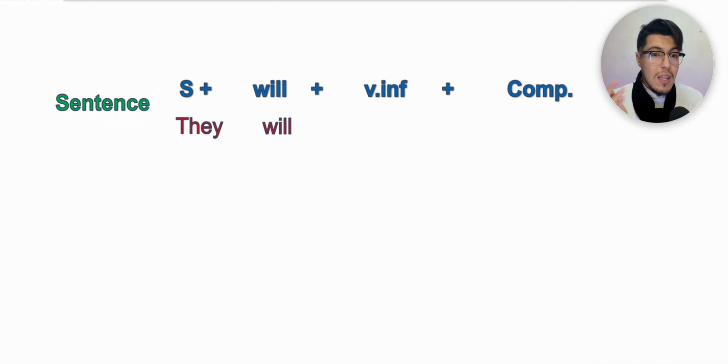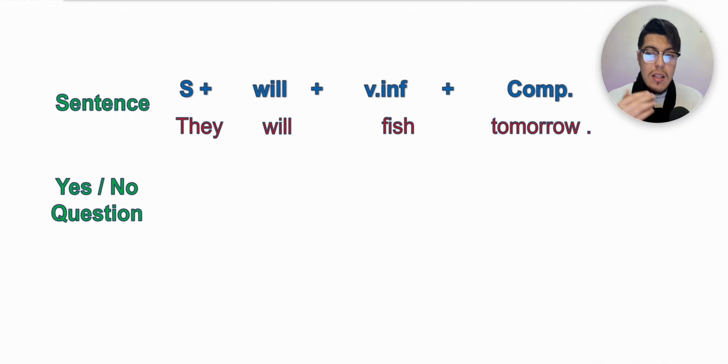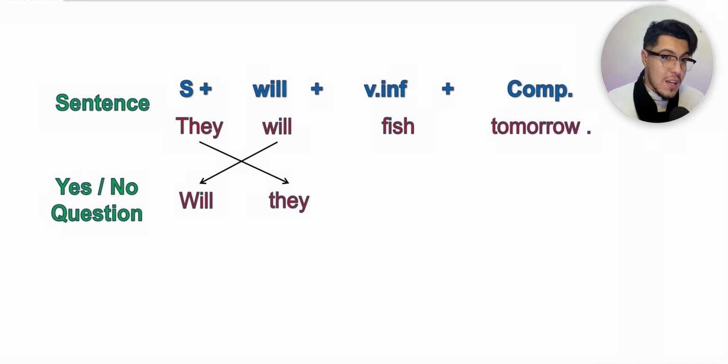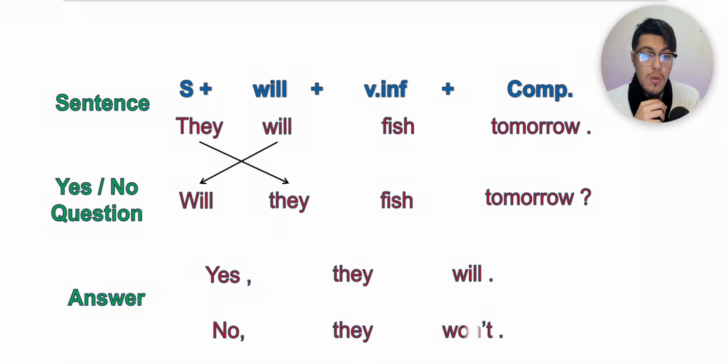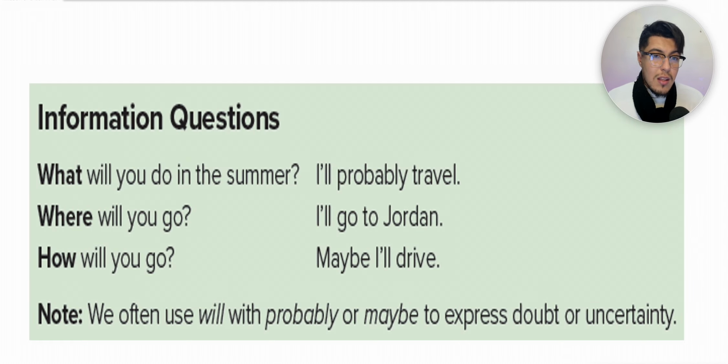However, for making a question using will, we always start with will plus the pronoun or the subject plus the verb plus the complement. For example, in the affirmative form, we say, they will fish tomorrow. For the question, we say, will they fish tomorrow? And for the answer, of course, it's a short answer with yes or no. Yes, they will, or no, they will not. This is about the use of will with yes or no questions.